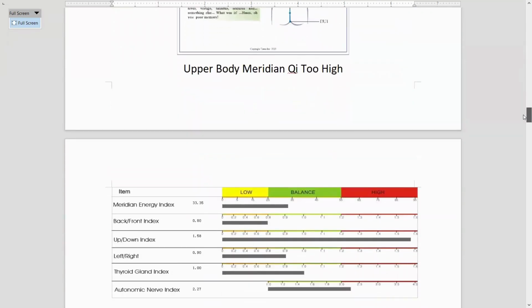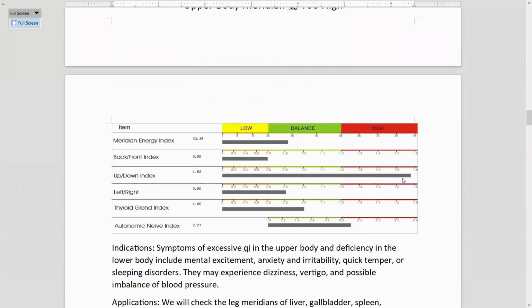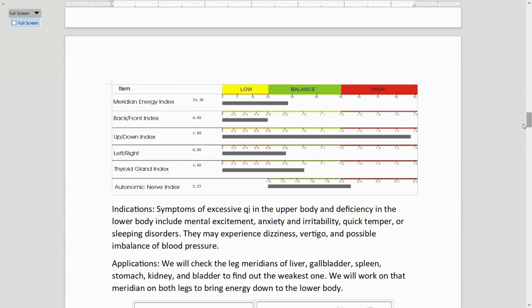We're going to continue. So we have the up and down index. When we see that the graph is all the way over here in the high, this would be indicative of upper body dominance, or we would say that the energy in the upper body meridians is in excess. So when we see something like that, generally speaking, it would be a sign that maybe that person has some level of leg weakness because they don't have enough chi in their lower body, or they might have excessive thinking going on.